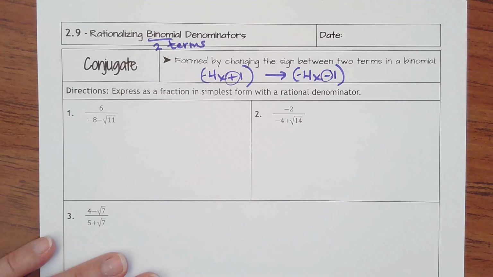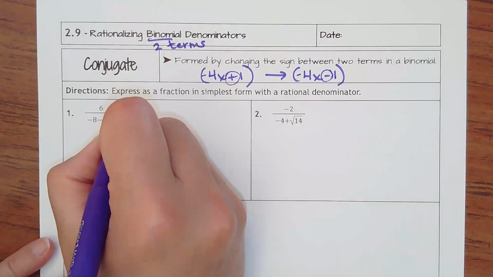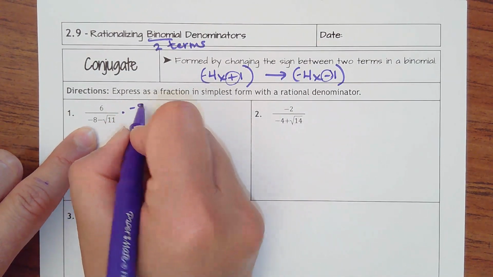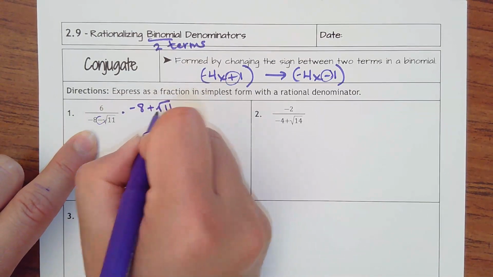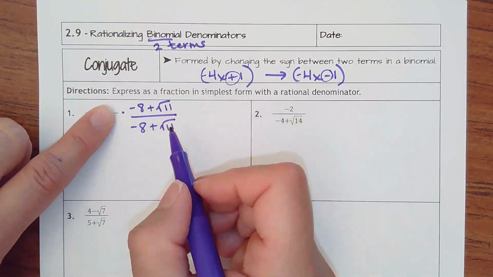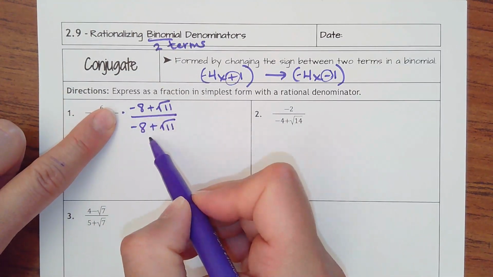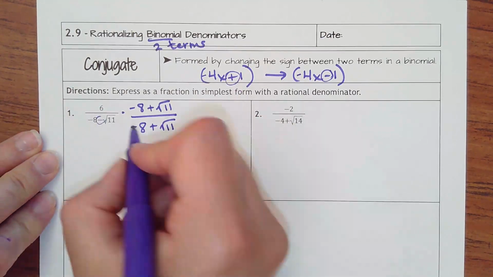So number one, to get rid of this radical part, since this is all together, I have to multiply by the conjugate of this, which should still be negative 8, but now I'm going to change this minus into a plus square root of 11. And you put it over itself, because remember, when we're multiplying, we don't want to change the value of what this was, and multiplying something over itself is really a 1, and multiplying by 1 keeps things the same.